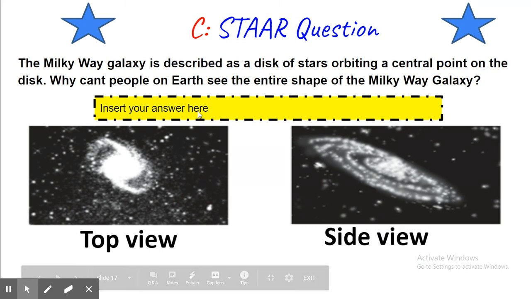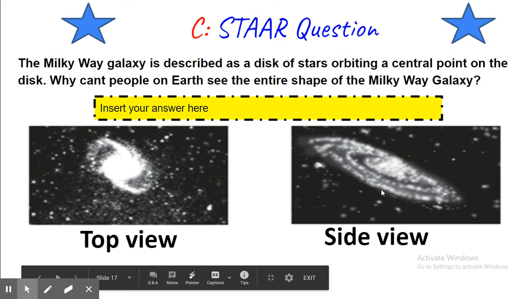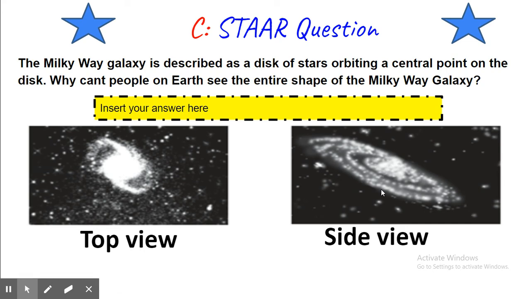Connection, star question. The Milky Way galaxy is described as a disk of stars orbiting a central point on the disk. Why can't people on Earth see the entire shape of the Milky Way galaxy? So here is a top view of the Milky Way looking down, and here is a side view. Why can't people on Earth see the entire shape of the Milky Way galaxy? It's because we are part of it. We are in it, so we cannot see the entire shape.